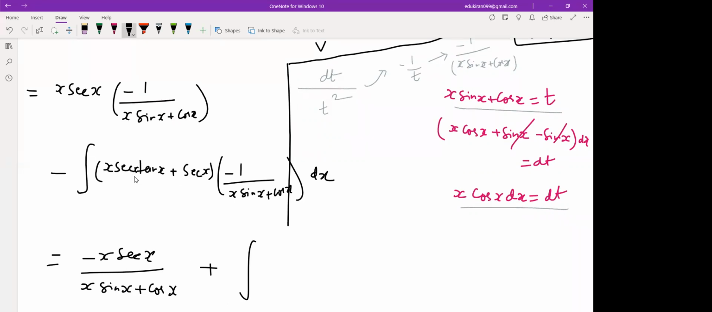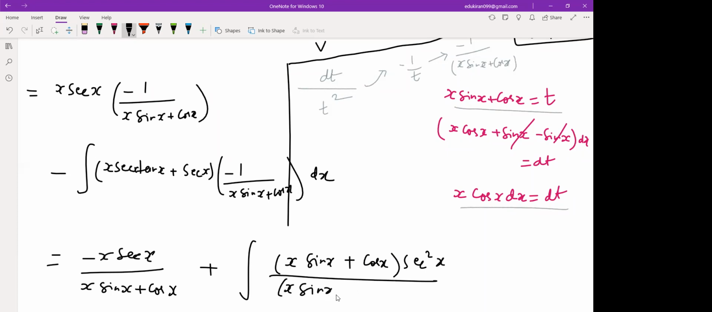And this sec x will be 1 by cos x and tan x will be sin x by cos x. So it will be x sin x plus, and this will become 1 by cos x. So it will become cos x, and this will become sec square x. This you can do, think about this on your own also. Over x sin x plus cos x. So this is how we have written it, and this term gets cancelled.